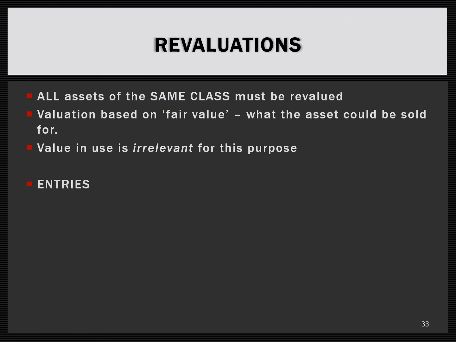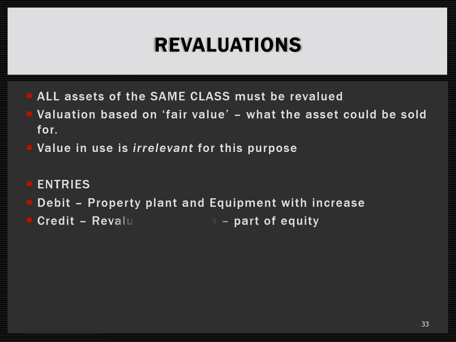And do remember there's got to be a double entry. We're going to increase the value of property, plant and equipment in the statement of financial position. So it's going to be a debit to that item. And there's got to be a credit, and that will go to the revaluation reserve, which will be part of the equity section of the balance sheet.